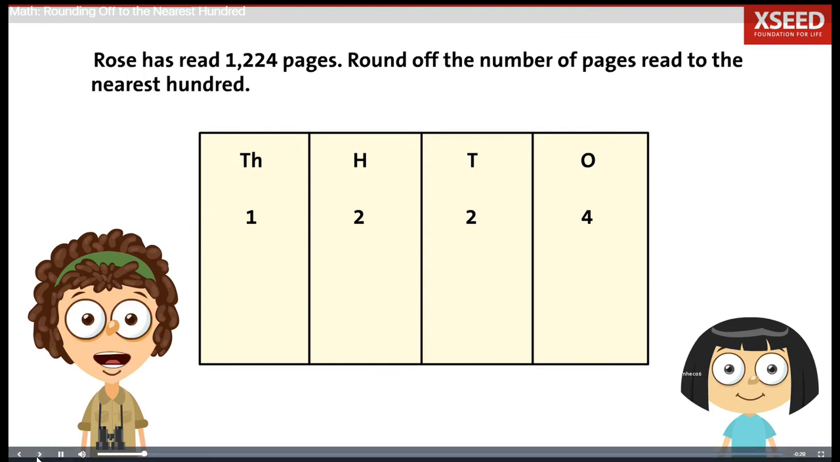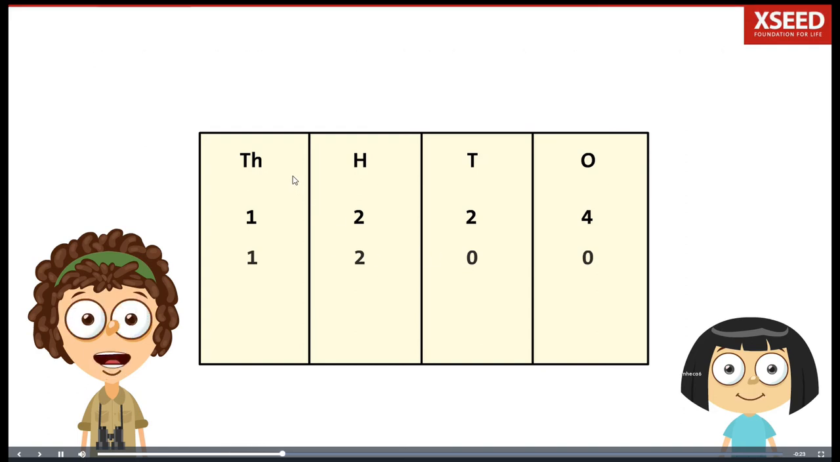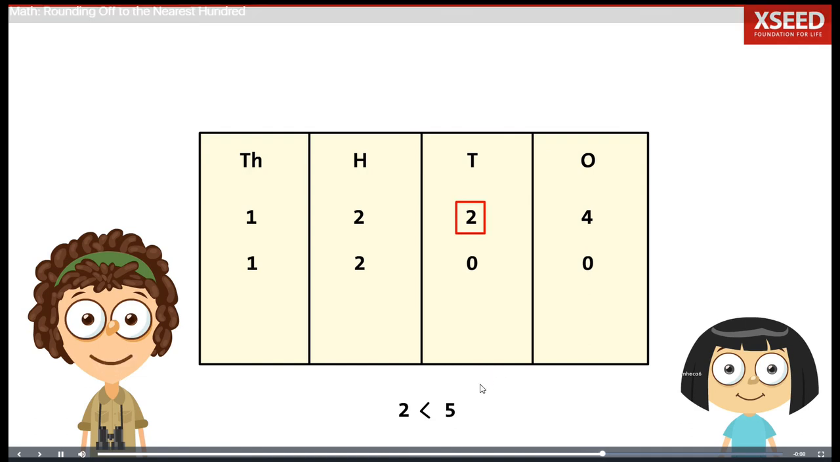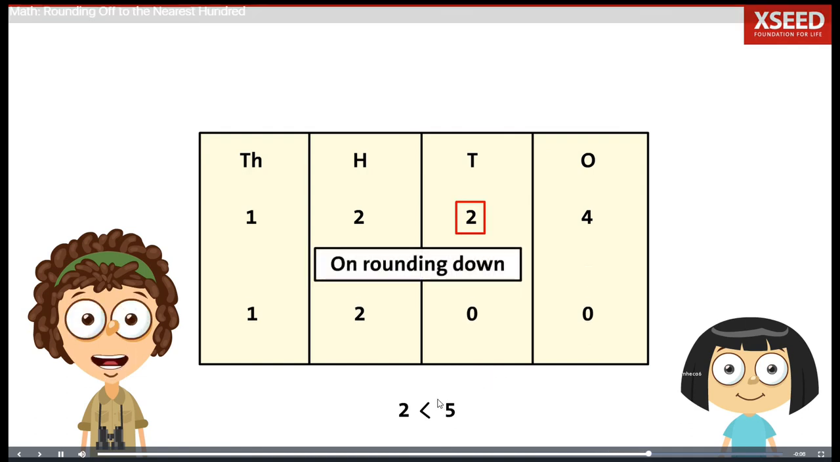Mia, what is your answer? 1,200. That is correct, Mia. The digit at the tens place in the number 1,224 is 2, which is less than 5. Therefore, we will round down 1,224 to 1,200.